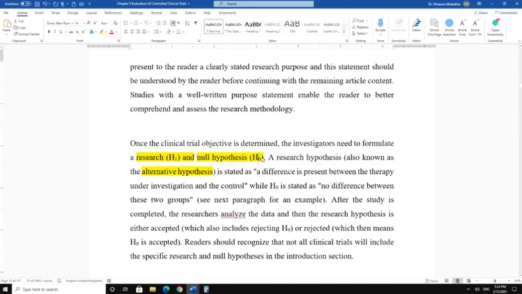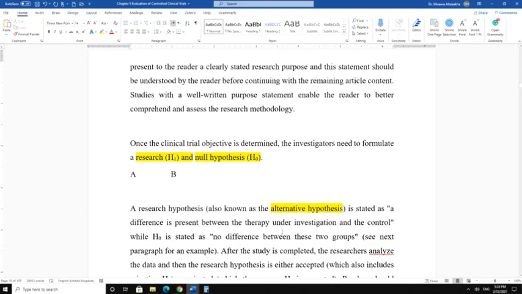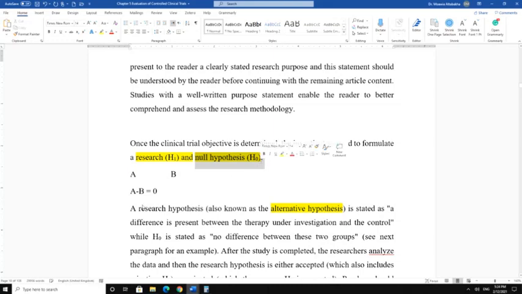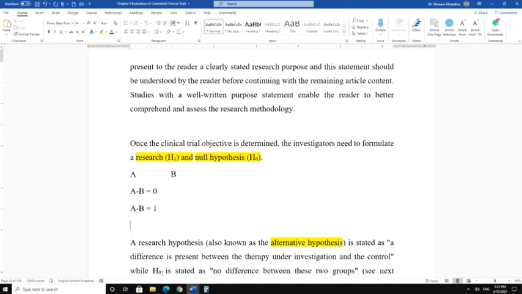So what does it mean? Look, let me just put it for you here. Let's say you have the intervention group, and the intervention group is taking drug A. Then you have the control group who is taking maybe drug B or placebo. And at the end, you want to see if A is different from B. Is it different in effect or not? If A minus B is equal to 0, it means there is no difference, right? And this is the null hypothesis. But if A minus B is equal to 1, it means there is a difference.